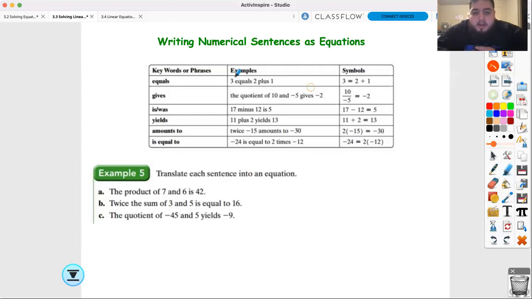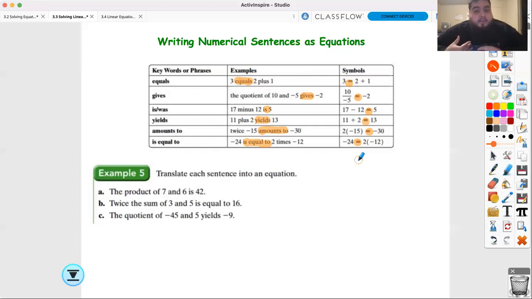So the keywords here, so we can see the equals, right? Equals, equals, gives, is, yields, amounts to. You start to see that English words are actually a way to express mathematics, right?